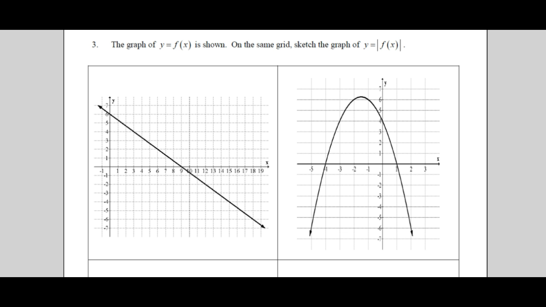The graph of y equals f of x is shown. On the same grid, sketch the graph of y equals the absolute value of f of x. So what do we do for this part here? It's the same. Leave it the same. Let's say we're going to sketch this one in red. So this stays the same.